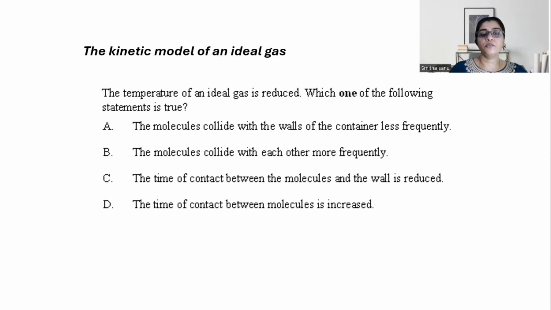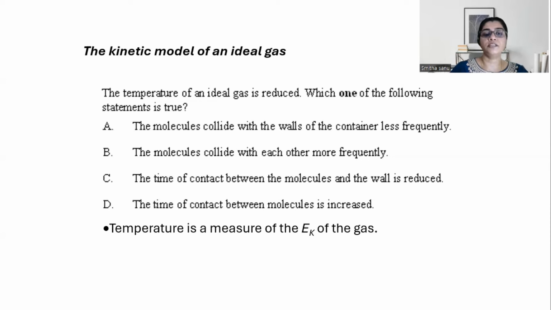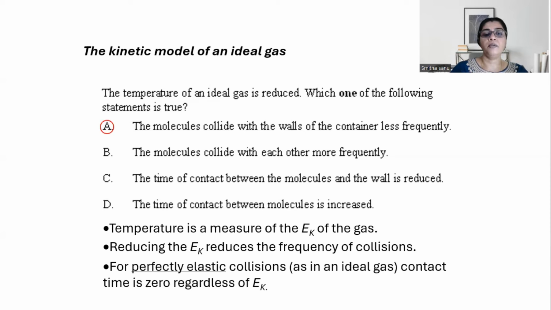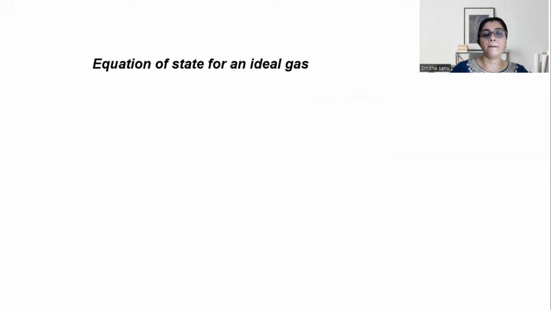Let's see one more exam style question. The temperature of an ideal gas is reduced. Which one of the following statements is true? If temperature is reduced, what will happen to the collisions? The molecules collide with the walls of the container less frequently, more frequently. Time of contact will be reduced or time of contact will be increased. The answer is A, because when the temperature is reduced, the collisions with the walls of the container, which result in pressure, will become lesser.